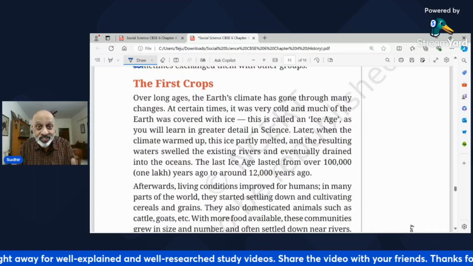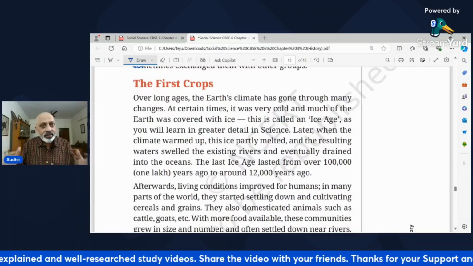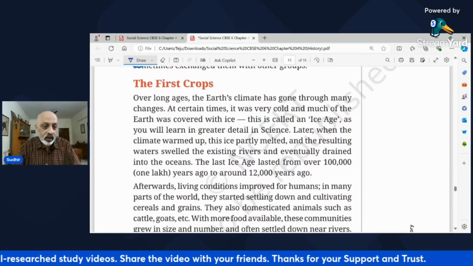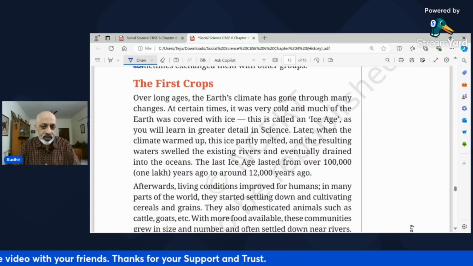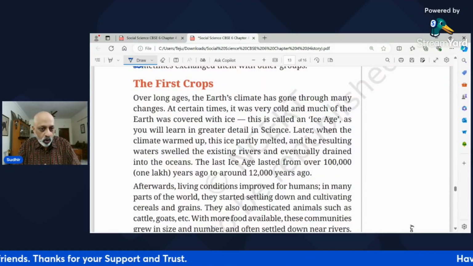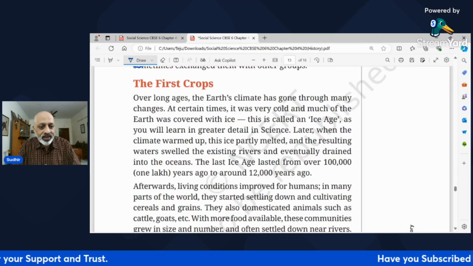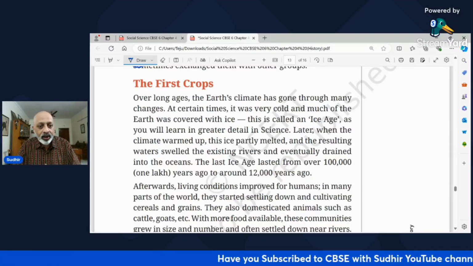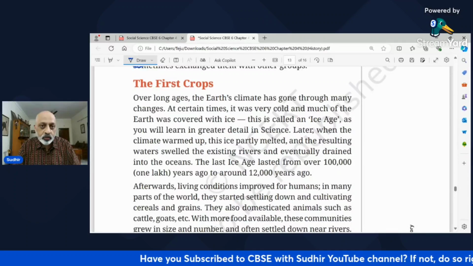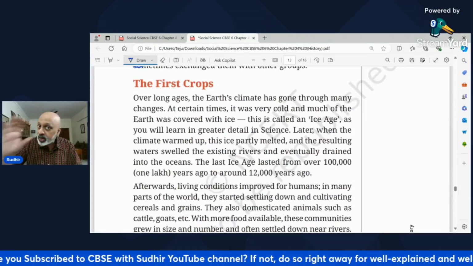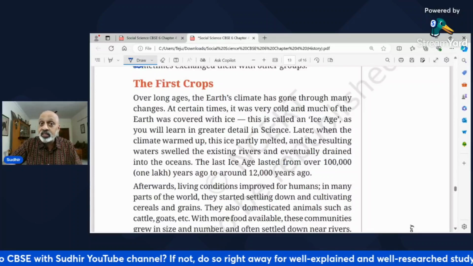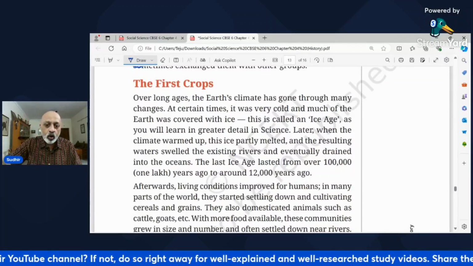Okay, it was like a freezer, but then the ice melted and continents started getting formed, and you will learn about this in the science subject chapters. So when the climate warmed up, the ice melted, and that kind of resulted in rivers and oceans, etc. And the last ice age lasted from 100,000 years to about 12,000 years ago. Okay, so till 12,000 years ago there was an ice age in some parts of the earth.